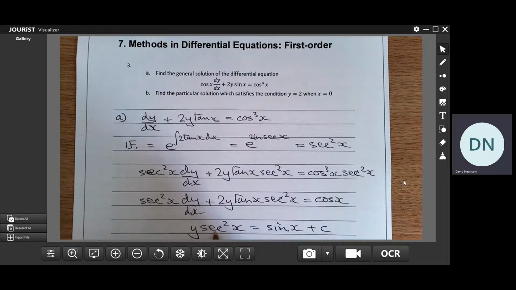Let's just go over that quickly again. If we differentiate this using the product rule, if we leave sec squared x alone there, differentiate the y, so this times dy by dx, plus leave the y alone there, differentiate sec squared x, we get 2 times sec x times the derivative of sec x, which is sec x tan x. So we get tan x sec squared x.